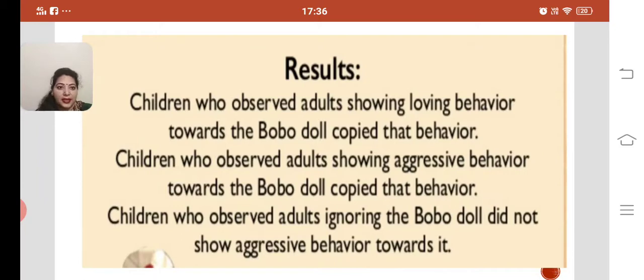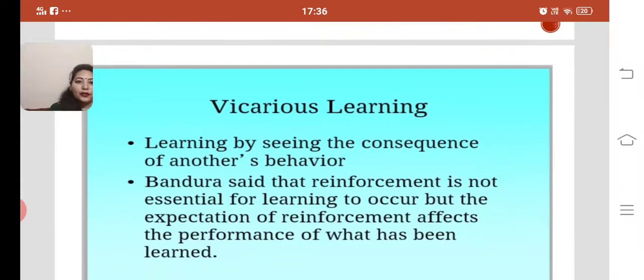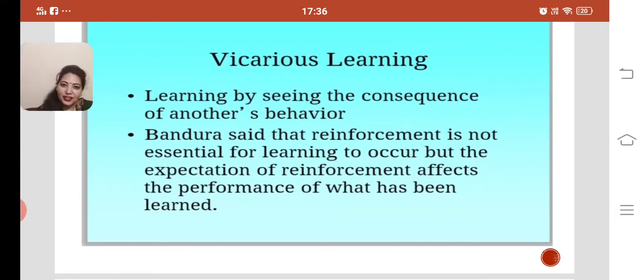Children who observed adults being praised for aggressive behavior towards the Bobo doll copied that behavior. Like in the second condition, children who observed adults showing aggressive behavior towards a Bobo doll copied that behavior and started showing aggressive behavior. And in the third condition, children who observed adults ignoring the Bobo doll did not show aggressive behavior towards it. So from this we came to know that whatever the children observed, they copied.